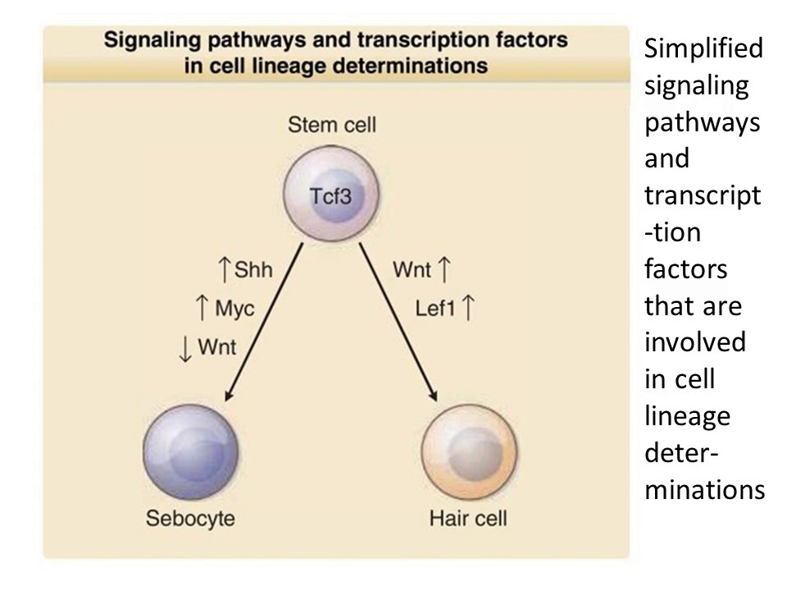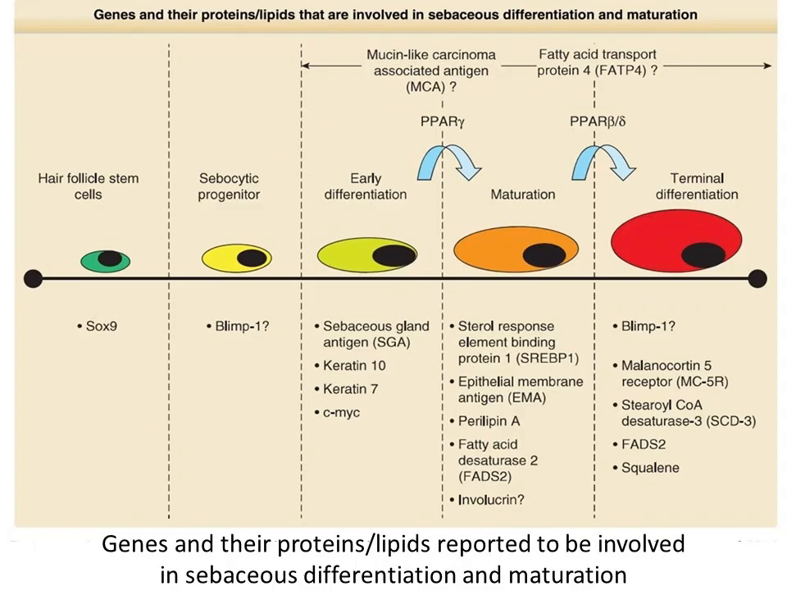On the left branch, when SHH, sonic hedgehog, and MYC signaling are increased, and WNT signaling is decreased, the stem cell differentiates into a sebocyte, a lipid-producing cell important for sebum secretion. On the right branch, when WNT signaling is upregulated along with LEF1, the stem cell differentiates into a hair cell, contributing to hair follicle formation. Genes and their proteins and lipids reported to be involved in sebaceous differentiation and maturation.